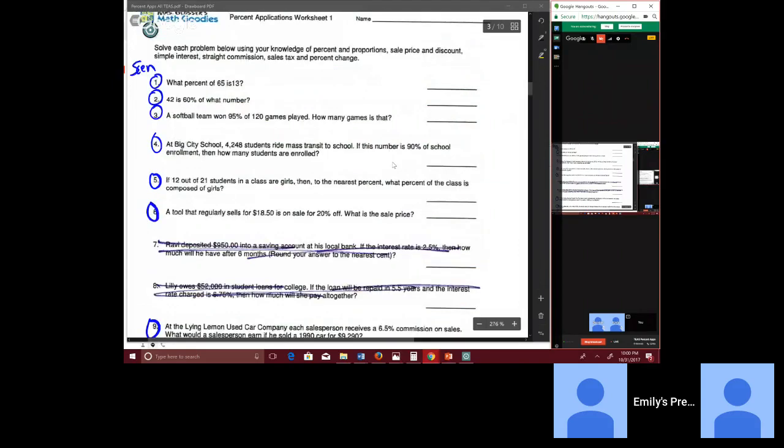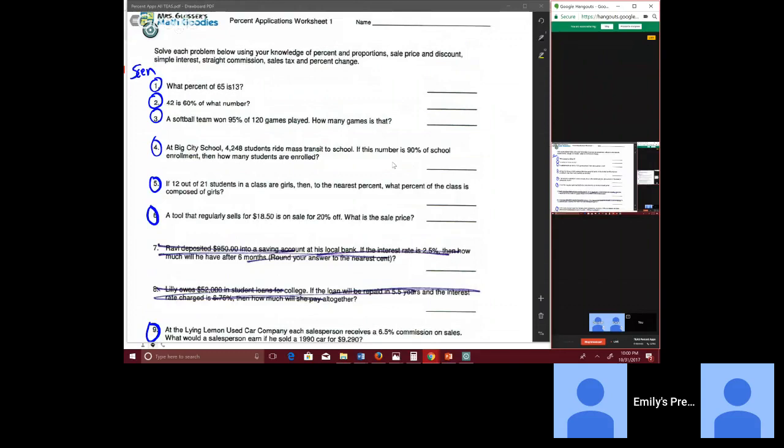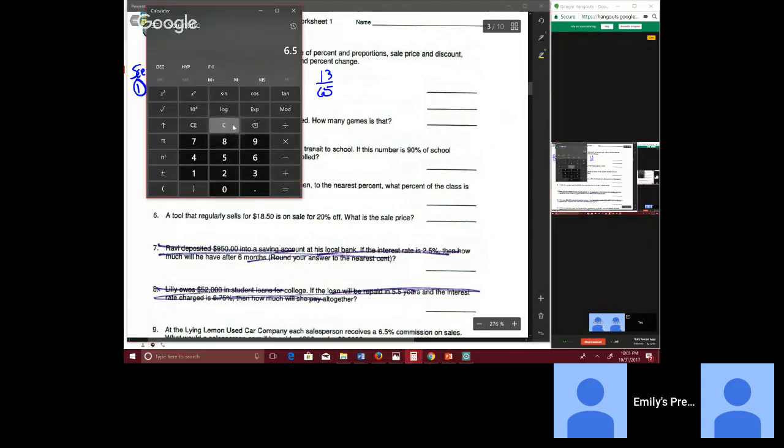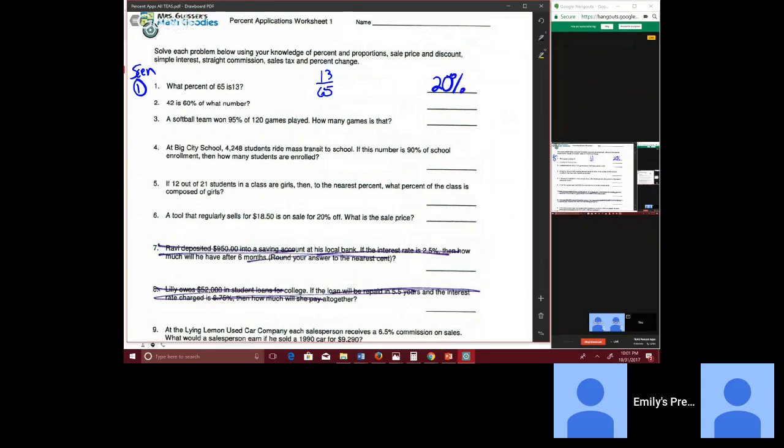So hopefully everybody got a chance to get through there. I will start going over them. You can catch up if you did miss any of them as I go through. The first question, I'll erase these so you can see, is a scenario 1. The only tricky thing is 13 is the one that's the part. Take 13 divided by 65. And that is 0.2, which will turn into 20%. Don't forget to change those to percent.